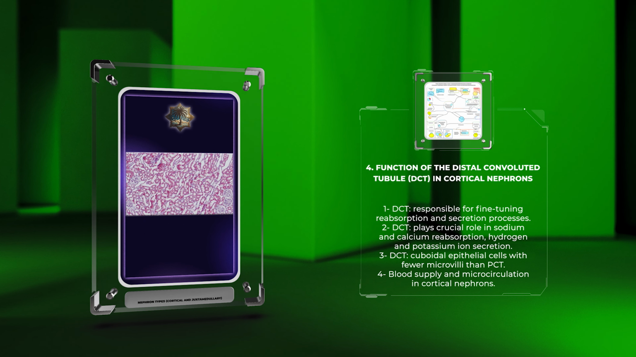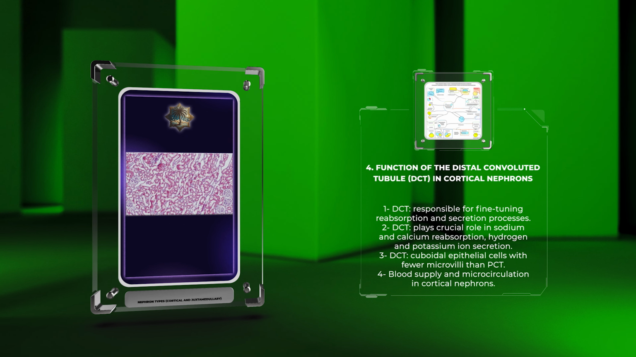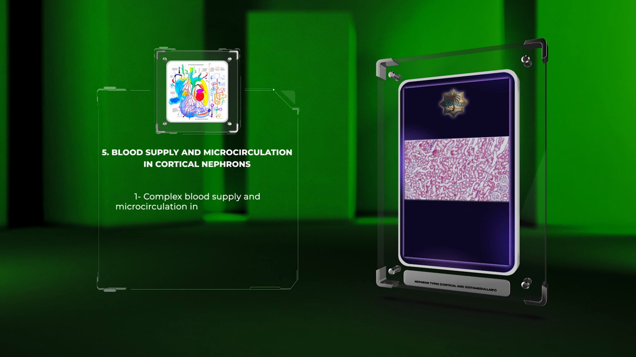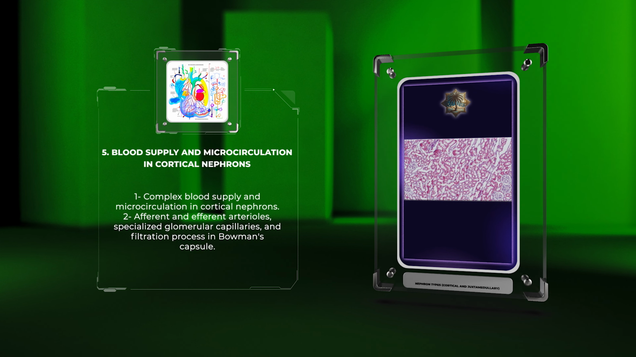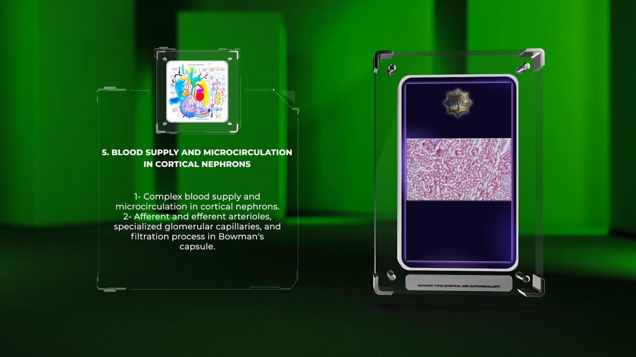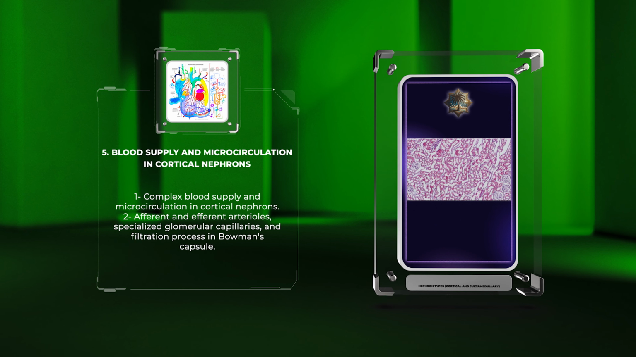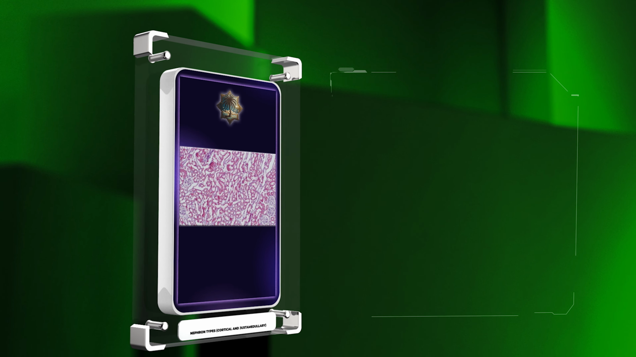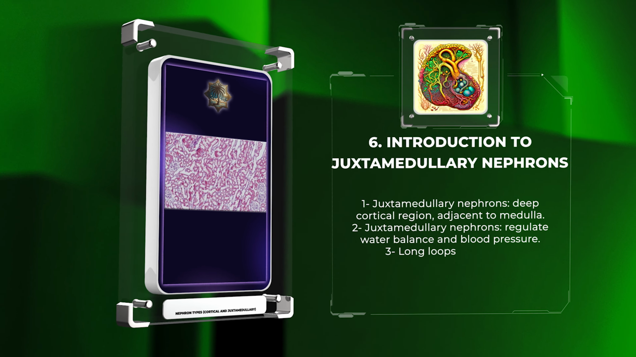As we progress further, we will now explore the intricate blood supply and microcirculation within cortical nephrons. In this section, we will explore the complex blood supply and microcirculation in cortical nephrons. This includes the role of the afferent and efferent arterioles, the specialized glomerular capillaries, and the initial filtration process in the Bowman's capsule. Juxtamedullary nephrons are found in the deep cortical region, adjacent to the medulla.